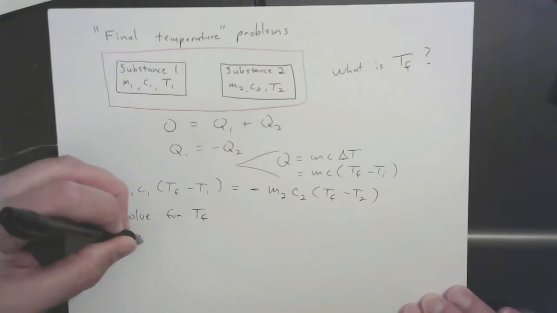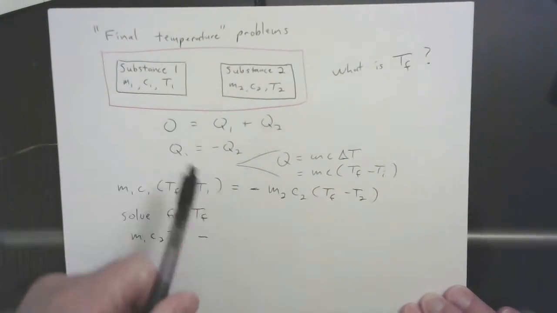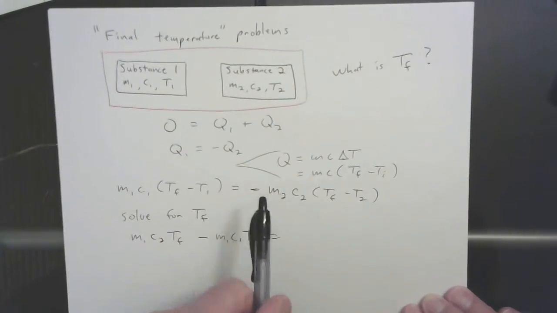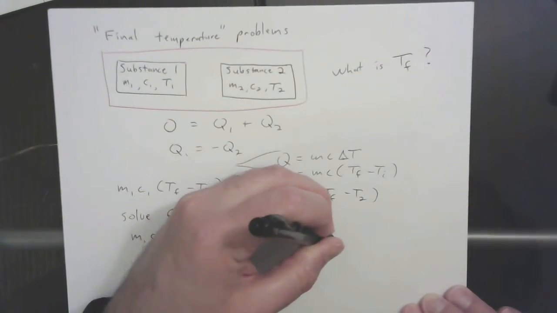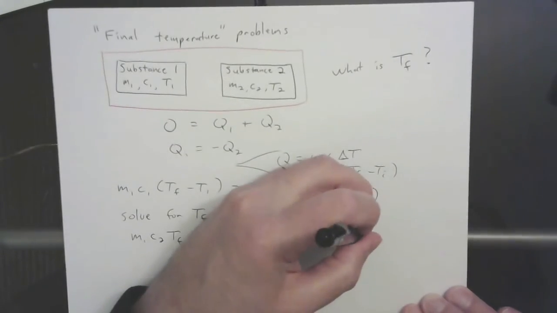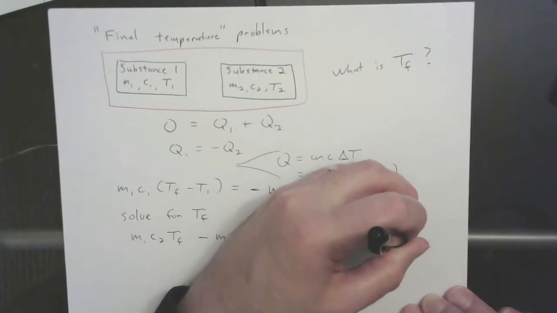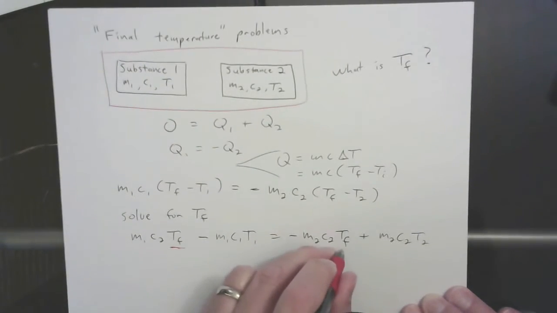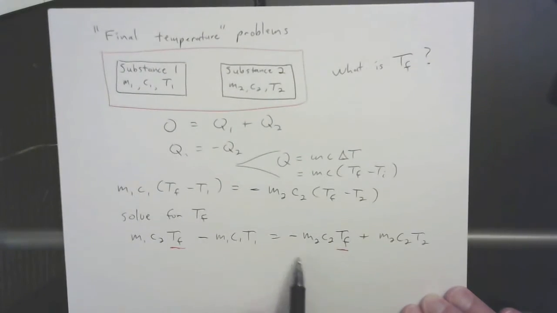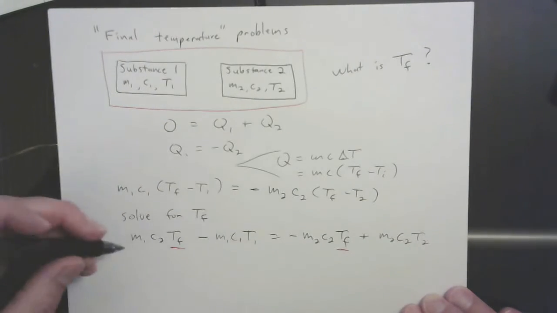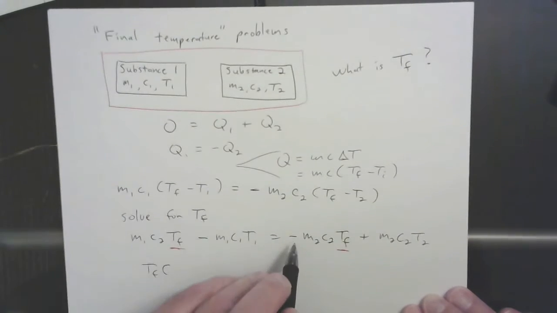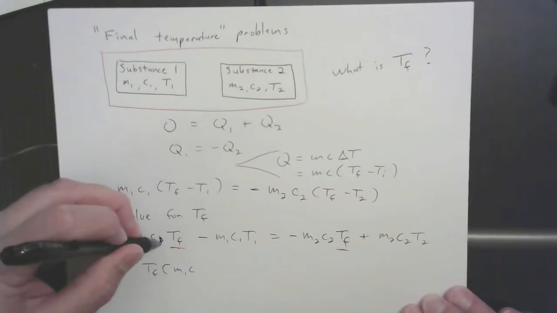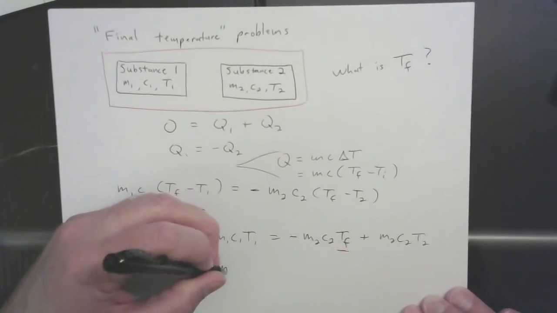Put your algebra brain on, and we solve for the final temperature. Let's break this up. We've got an M1 C1 TF, then a minus M1 C1 T1. Now we've got a minus sign to start, so minus M2 C2 TF. Minus times a minus is a plus, so we've got a plus M2 C2 T2. We want to solve for our final temperature, which appears in 2 spots. So let's add this term to both sides. We add M2 C2 TF, so we get a TF times M1 C1 plus M2 C2.